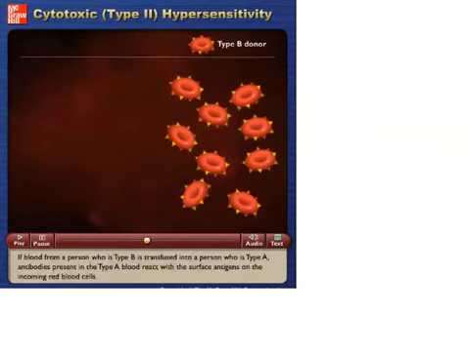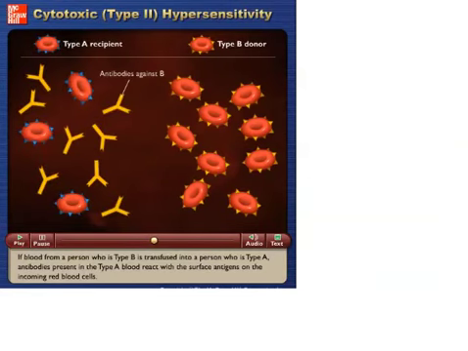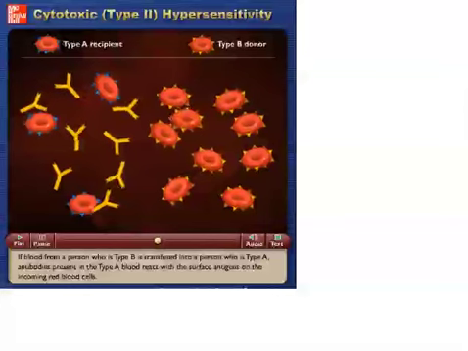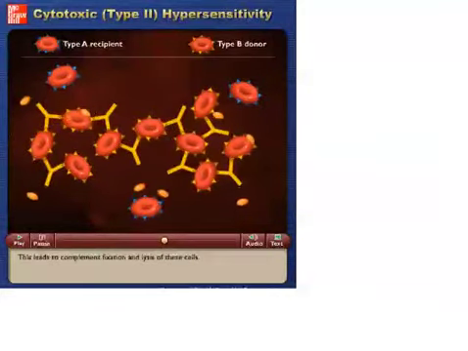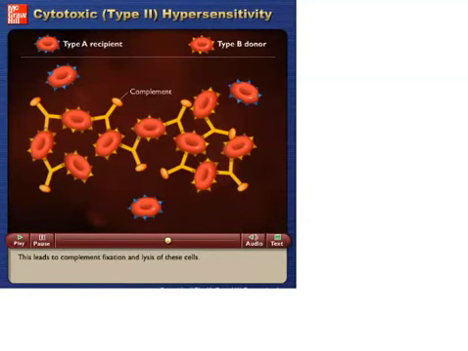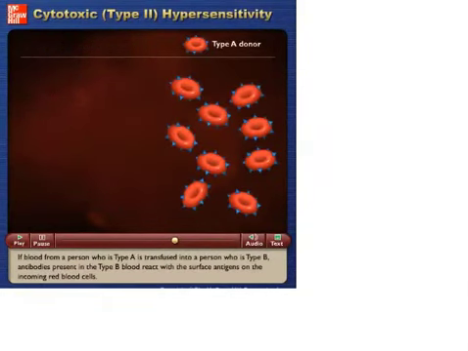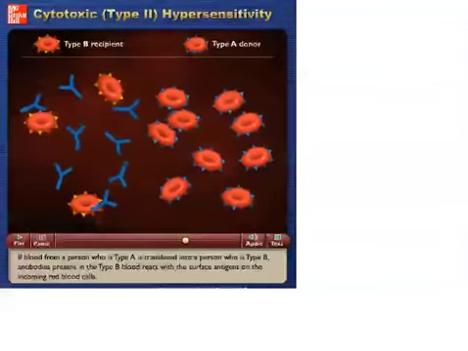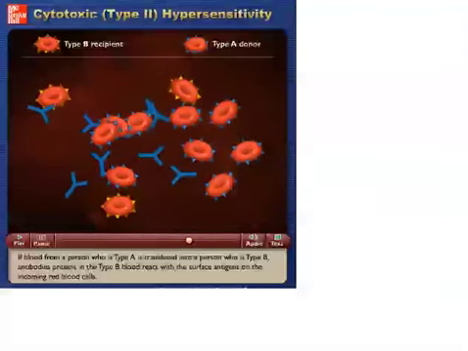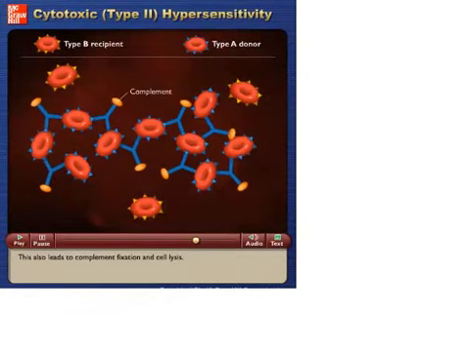If blood from a person who is type B is transfused into a person who is type A, antibodies present in the type A blood react with the surface antigens on the incoming red blood cells. This leads to complement fixation and lysis of these cells. If blood from a person who is type A is transfused into a person who is type B, antibodies present in the type B blood react with the surface antigens on the incoming red blood cells. This also leads to complement fixation and cell lysis.